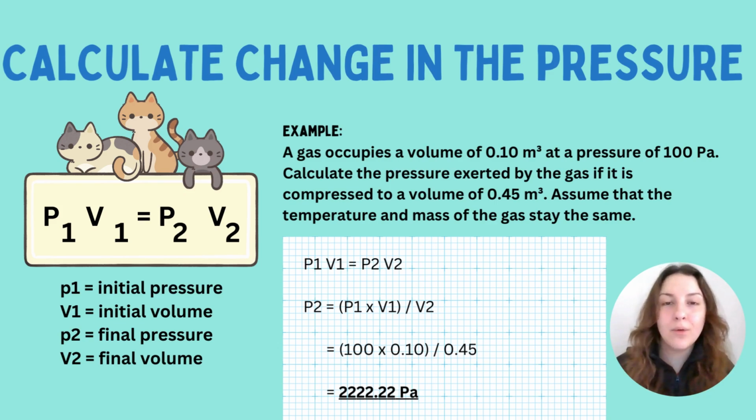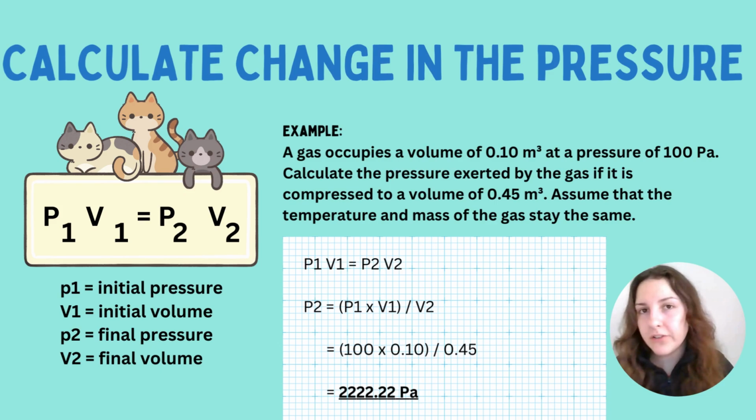So I'm going to give you an example here. A gas occupies a volume of 0.10 meters cubed at a pressure of 100 pascals. Calculate the pressure exerted by the gas if the gas is compressed to a volume of 0.45 meters cubed. Assume that the temperature and mass of the gas stay the same. Now, it's really important that the gas temperature stays the same, as does the mass, because those two variables can actually change the pressure overall.